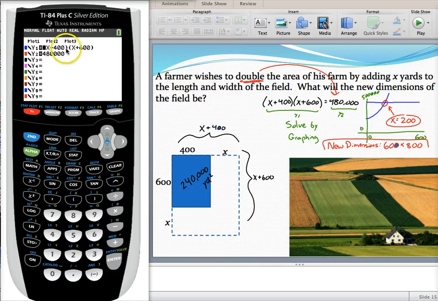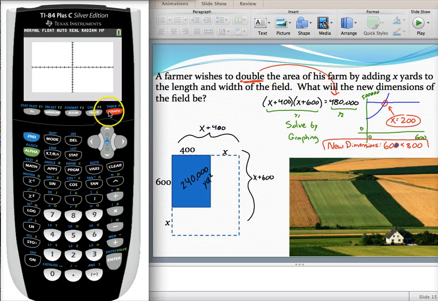Now I know this is going to be a parabola because eventually I would have x times x if I multiplied that out, so there's x squared. And then y2 is going to be a horizontal line, 480,000 spaces up. So part of this is going to be adjusting my window so I can actually see my intersection point. So if you hit graph now, you're not going to see anything.